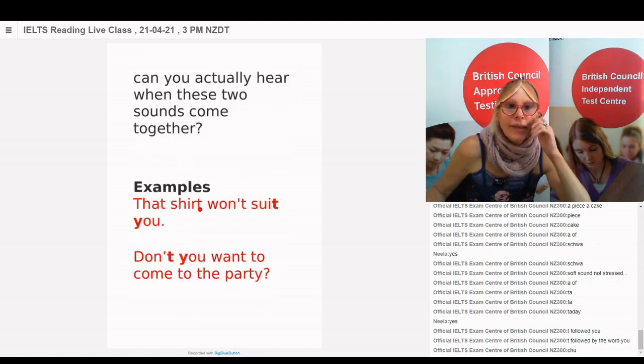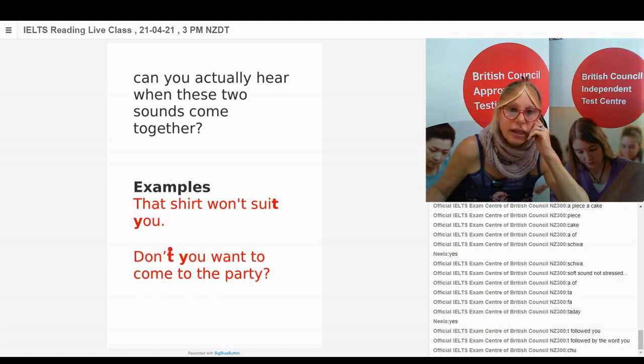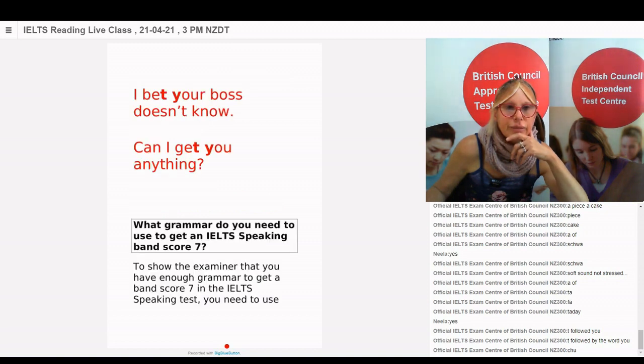Okay. That shirt won't suit you. Won't suit you. Don't you want to come to the party? Don't you? That shirt won't suit you. No. That shirt won't suit you. Suit you. Don't you want to come to the party? So can you hear the difference?